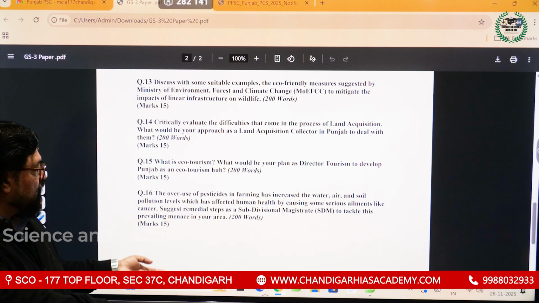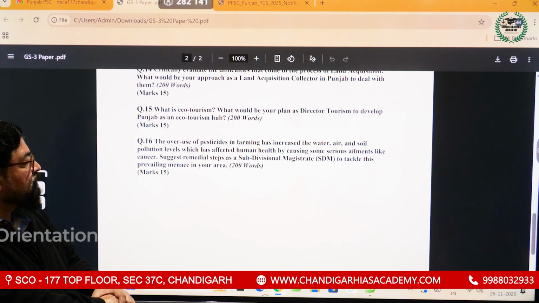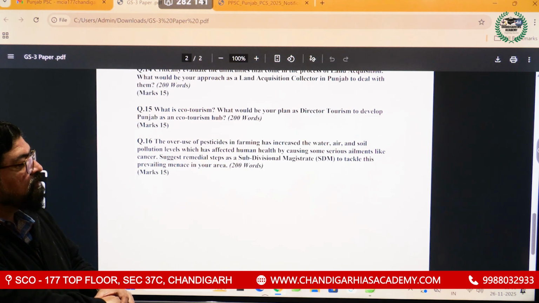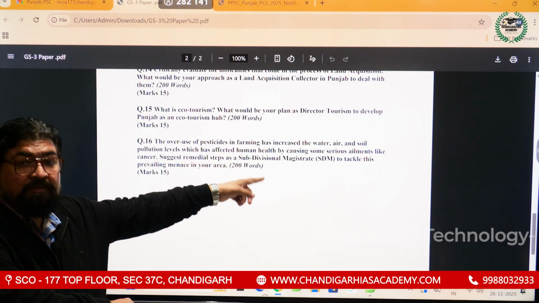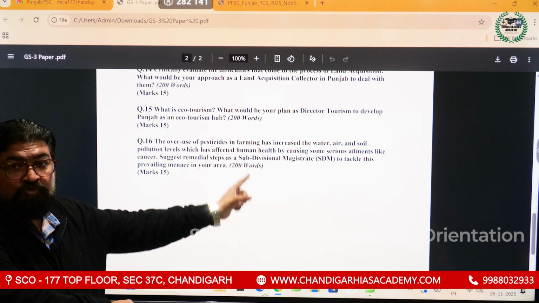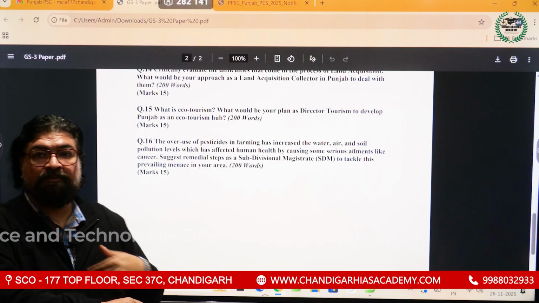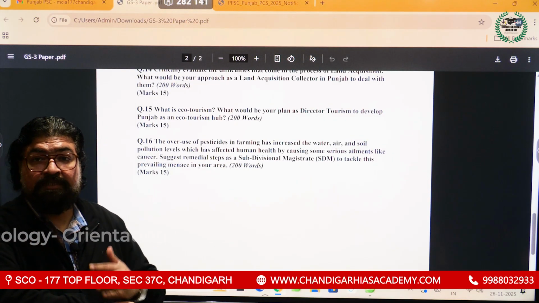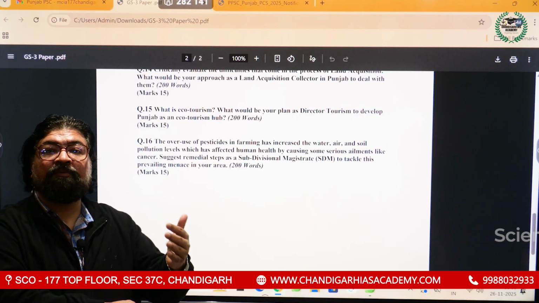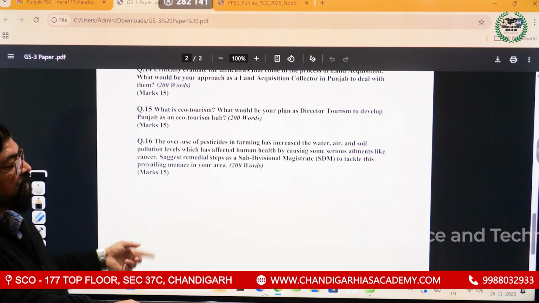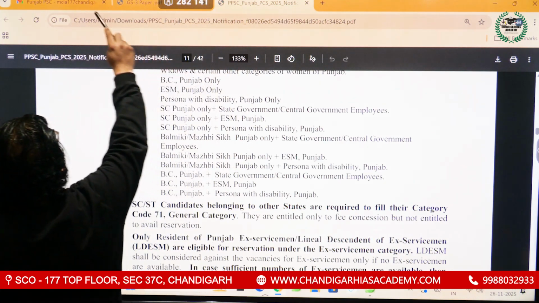200 words, 15 marks. The overuse of pesticides in farming has increased water, air and soil pollution levels, which has affected human health by causing serious ailments like cancer. Suggest remedial steps as subdivisional magistrate. How to solve the problem, right? To tackle this prevailing menace in your area, you are the SDM of that area. How would you solve that? That means the question is asking from the role of a civil servant to solve such environmental problems. 200 words, 15 marks.